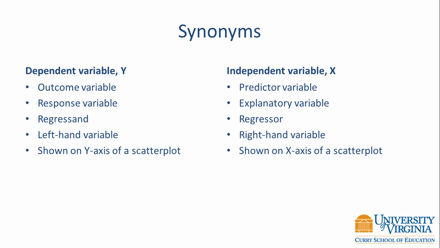The predictor variable is also referred to as the explanatory variable, the regressor, or the right-hand variable. It is the right-hand variable because it appears on the right-hand side of the regression equation. We typically put the predictor variable on the x-axis of a plot.